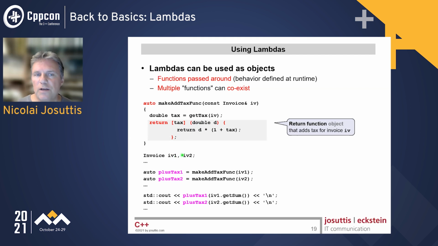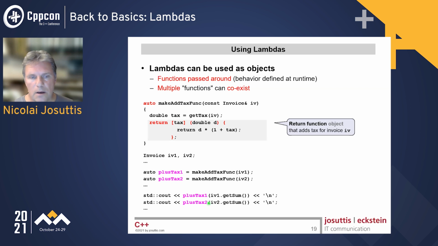So you might have two invoices. You might have a collection of invoices. You create for each invoice a plusTax function, and you use it later on. And these different functions can coexist simultaneously. Here you see that these are really objects that have a state. So what you create is an object where the current tax is stored. And it's also stored here. It might be the same, it might be different, and you can use it here.